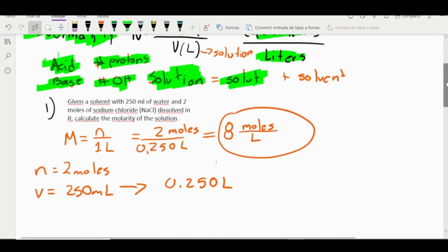Here, when we talk about the application of the formula, the only thing that you need to do is transform this in liters. Transform the volume, no matter what the unit is, milliliters, cubic meters, or whatever, you need to transform it into liters, just to have this.